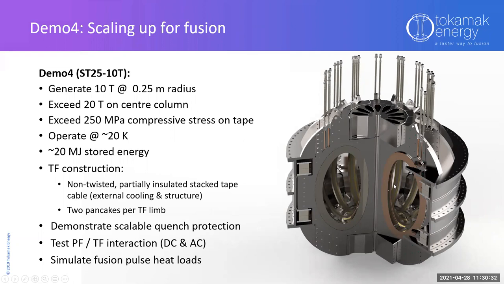So this will be a demonstration that we can hold the high temperature superconductor properties for a long period of time with a 20 Tesla field on the center column. It will operate at 20 Kelvin, and there will be 20 megajoule stored energy. So basically, we will demonstrate scalable quench protection, and we will also test the poloidal field and toroidal field interaction. And we run simulation of fusion pulse heat loads. And the last thing that we will need to do is, once this is done, we will have to combine this technology with the ST40 spherical tokamak in a fully high temperature superconducting device that will produce fusion power.